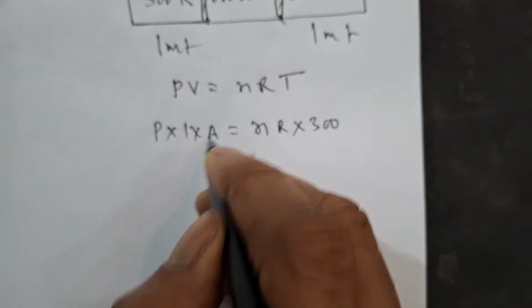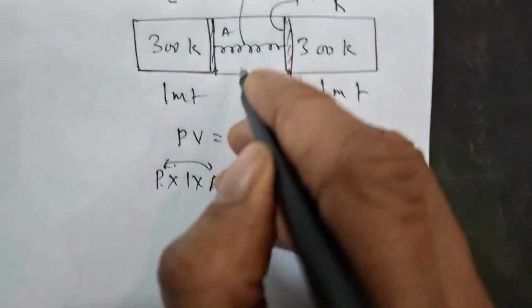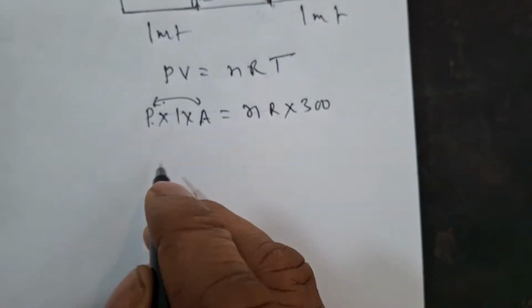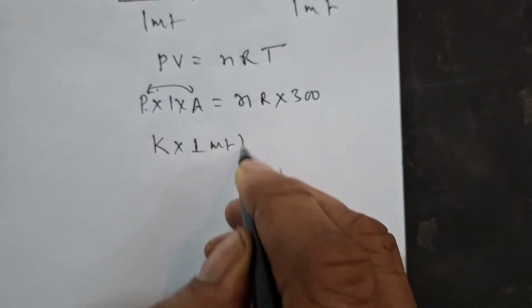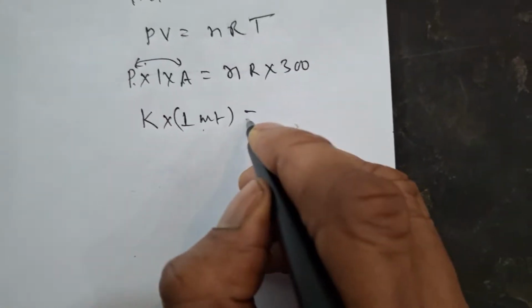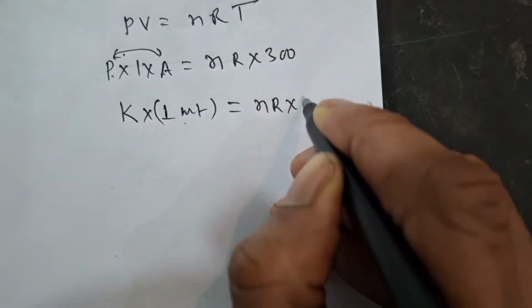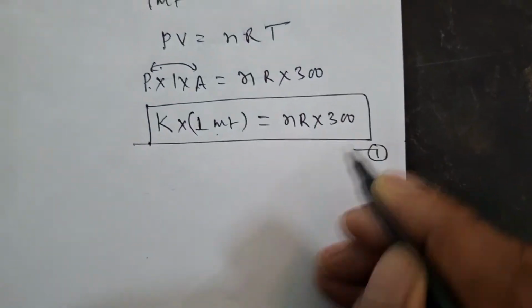Here is the first equation. And pressure into area is force. Pressure into area, force. Our force is Kx, spring. The stiffness K, and x you told 1 meter. Compression you already expressed, no? x of the spring is given 1 meter. So you will get one equation, this one. This is the first equation.